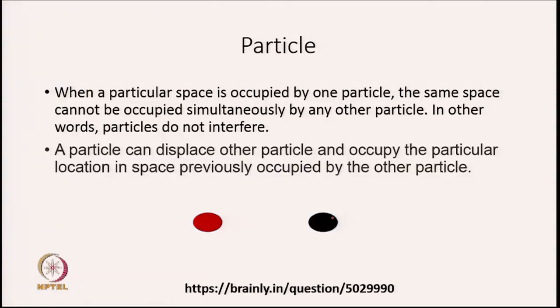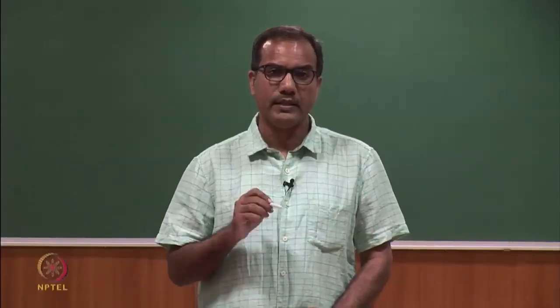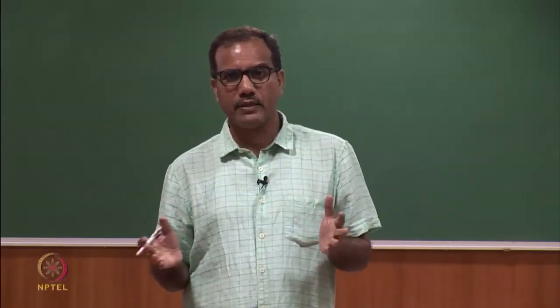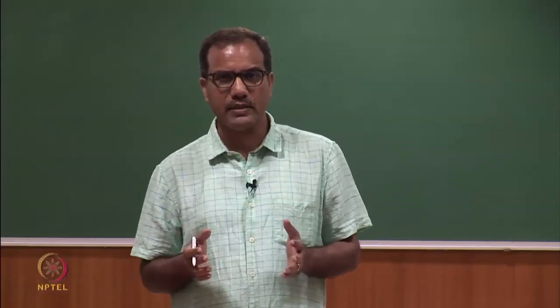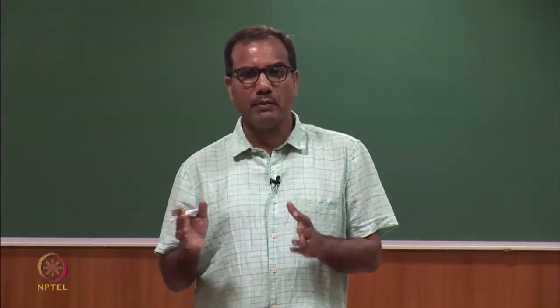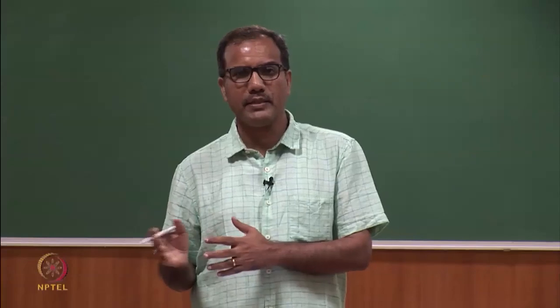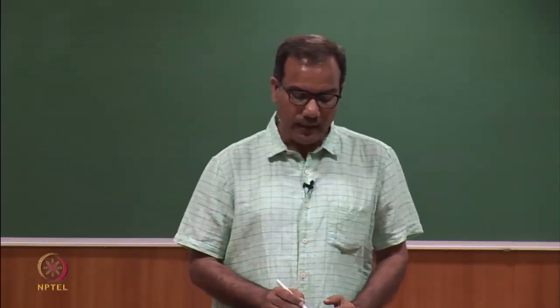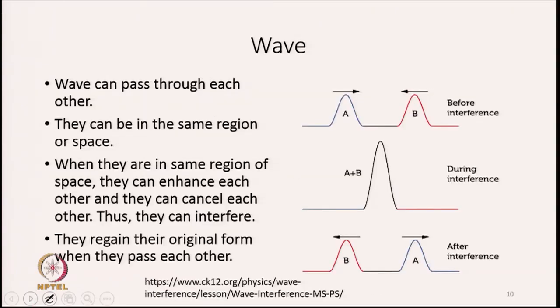So, this is an example. There is a black particle and there is a red particle. It has a fixed position. Now, suppose this comes in this direction and tries to occupy this space, then that can only be done by displacing this red particle. So, a particle can displace another particle and occupy a location in space previously occupied by the other particle. You can see that now the black particle is occupying the position of the red particle, but it has to displace the red particle. So, when a particular space is occupied by one particle, the same space cannot be occupied simultaneously by any other particle. It can do that only by displacing the other particle.